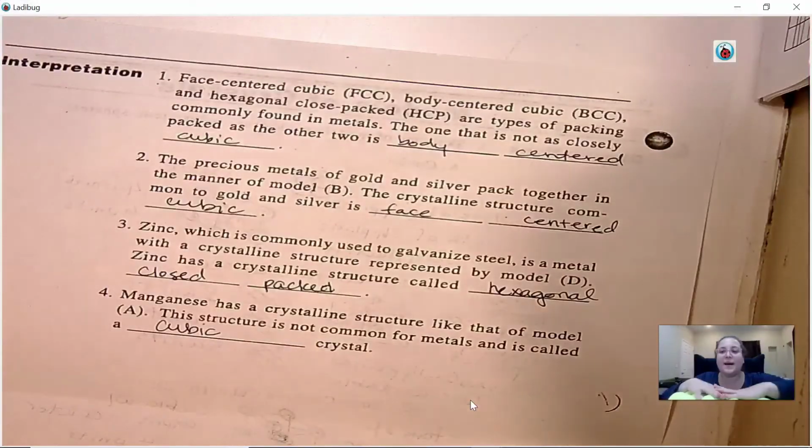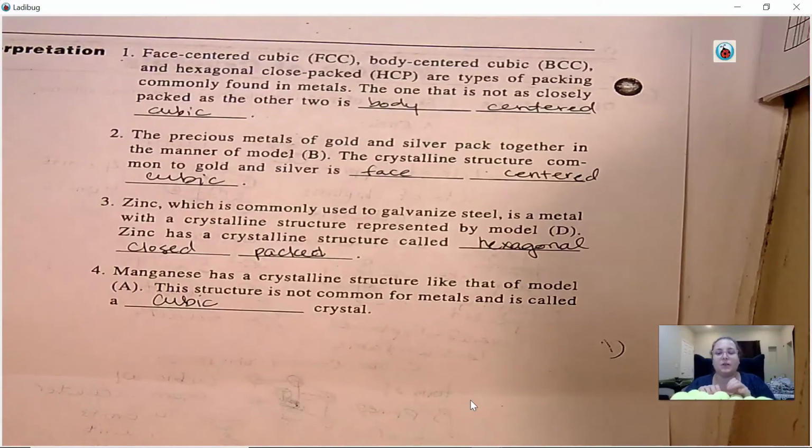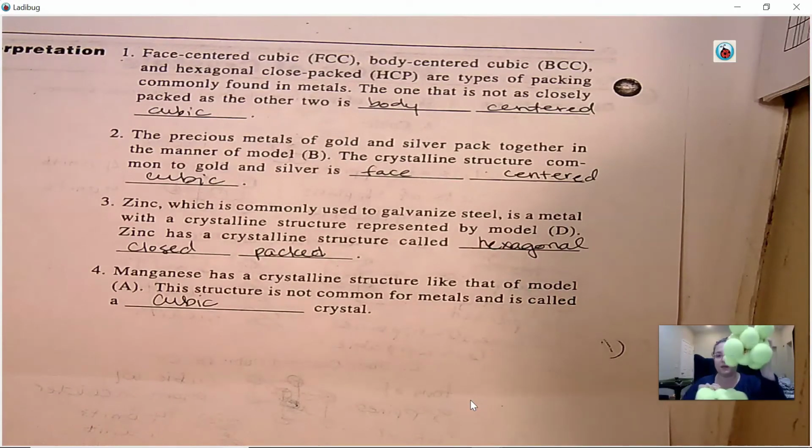Question 2 says a precious metal of gold and silver packed together in the manner of model B. So this is model B right here. This was the FCC model where you had 5, 4, 5. Crystalline structure common of gold and silver, and that was face-centered cubic.